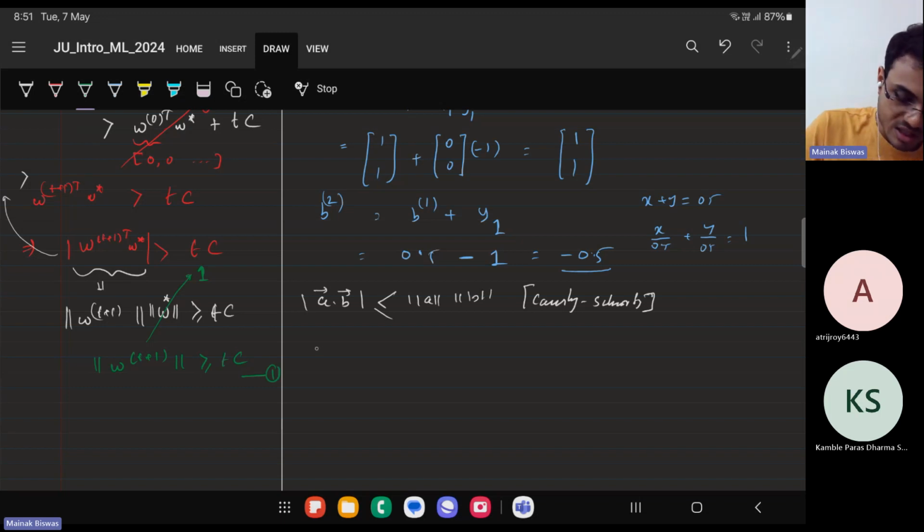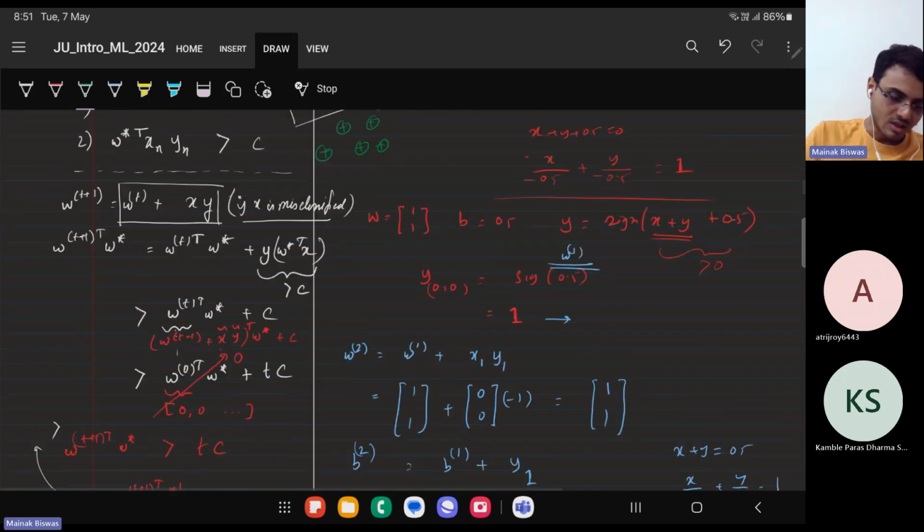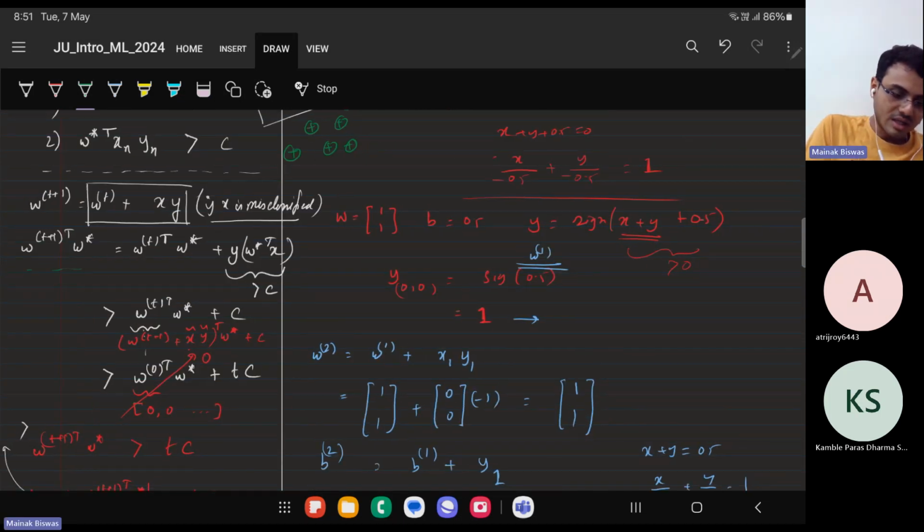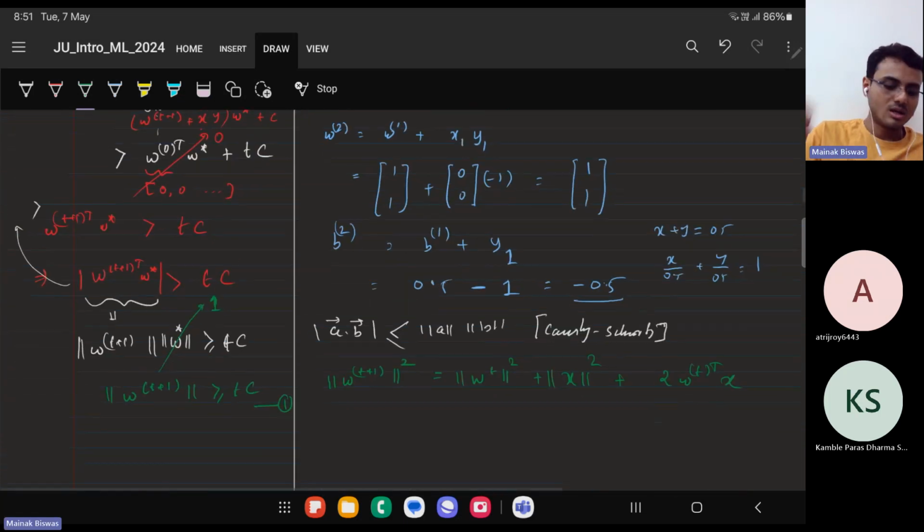Equation 2 is much simpler than this. I will just take norm on both sides. If I take norm on both sides, what do I get? In the first equation, I just take norm on both sides: A square plus B square plus 2AB.